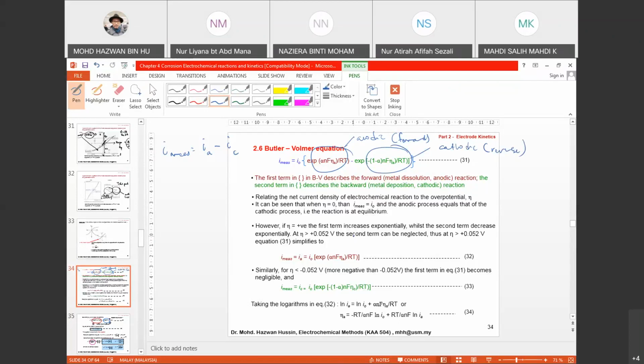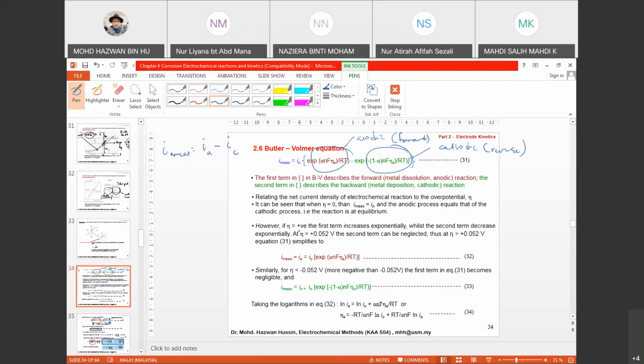Relating the net current density of the electrochemical reaction to the overpotential, it can be seen that when overpotential is equal to 0, when you make this equal to 0, the measured current density is equal to the exchange current density, because you multiply everything with 0, you only get this. And the anodic process is equal to that of the cathodic process, meaning that both processes are at equilibrium when eta is equal to 0.